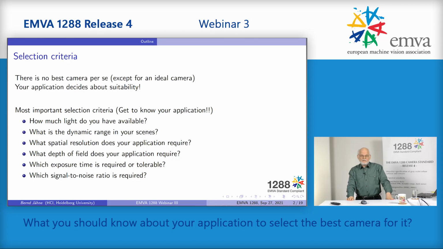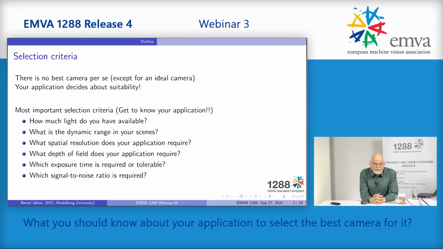And anyway, it's always wise to think about whether you use only as much resolution as you really need for your application. Because if you have just too high resolution, you have to process too much data. So it's always wise to think about what is the minimum resolution which does the job. You will save a lot of money and a lot of effort.